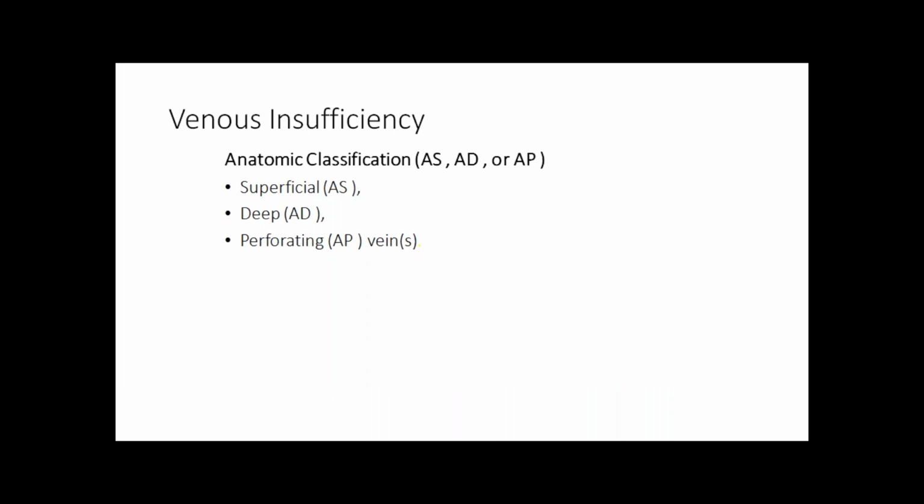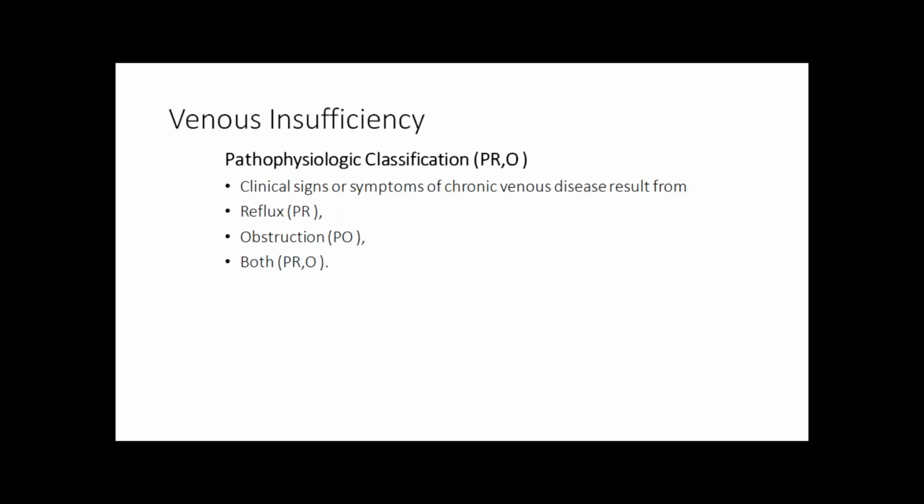So the venous anatomic classification is AS, AD or AP. This depends upon which system is involved, whether it is the superficial system, the deep venous system, or the perforating veins. The pathophysiological classification is PRO, that is reflux, obstruction or both.